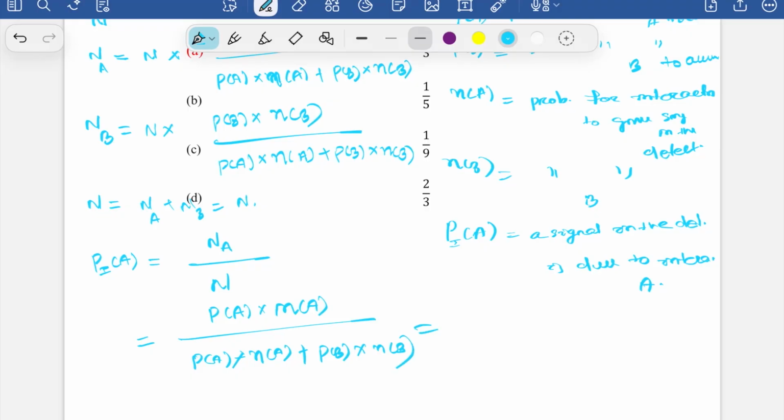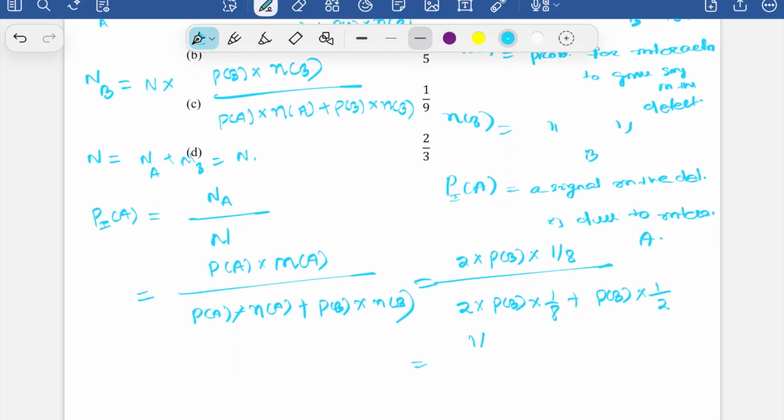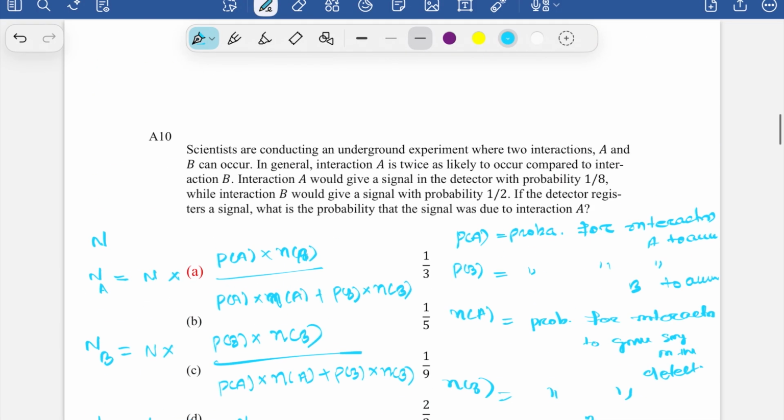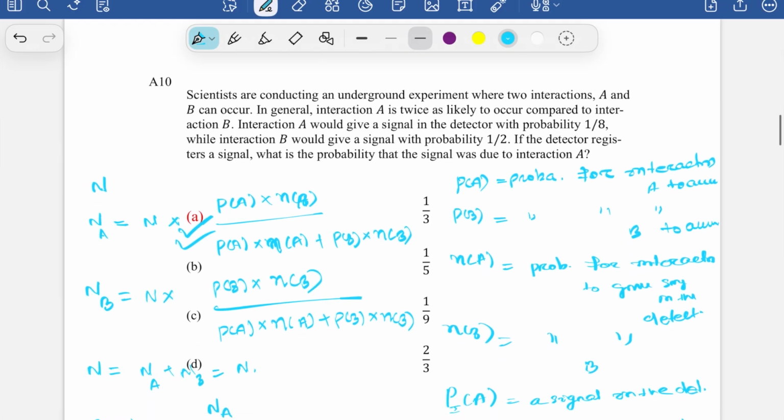So if you substitute the values, PA is equal to 2 times PB, eta A is equal to 1 over 8, divided by 2 times PB times 1 over 8 plus PB times eta B, where eta B is equal to 1 over 2. You can solve it: 1 over 4, you can cancel PB, 1 over 4 plus 1 over 2, which is equal to 1 over 3. So the correct option is A, which is 1 by 3, the probability.